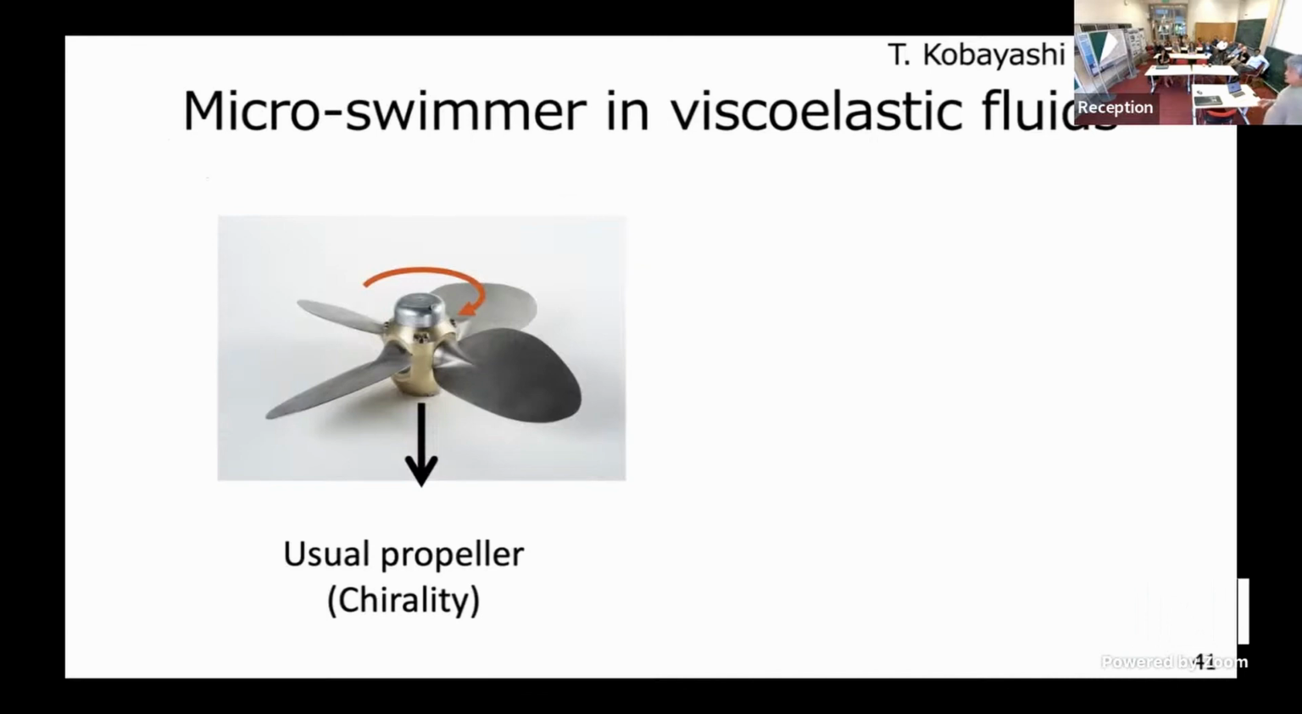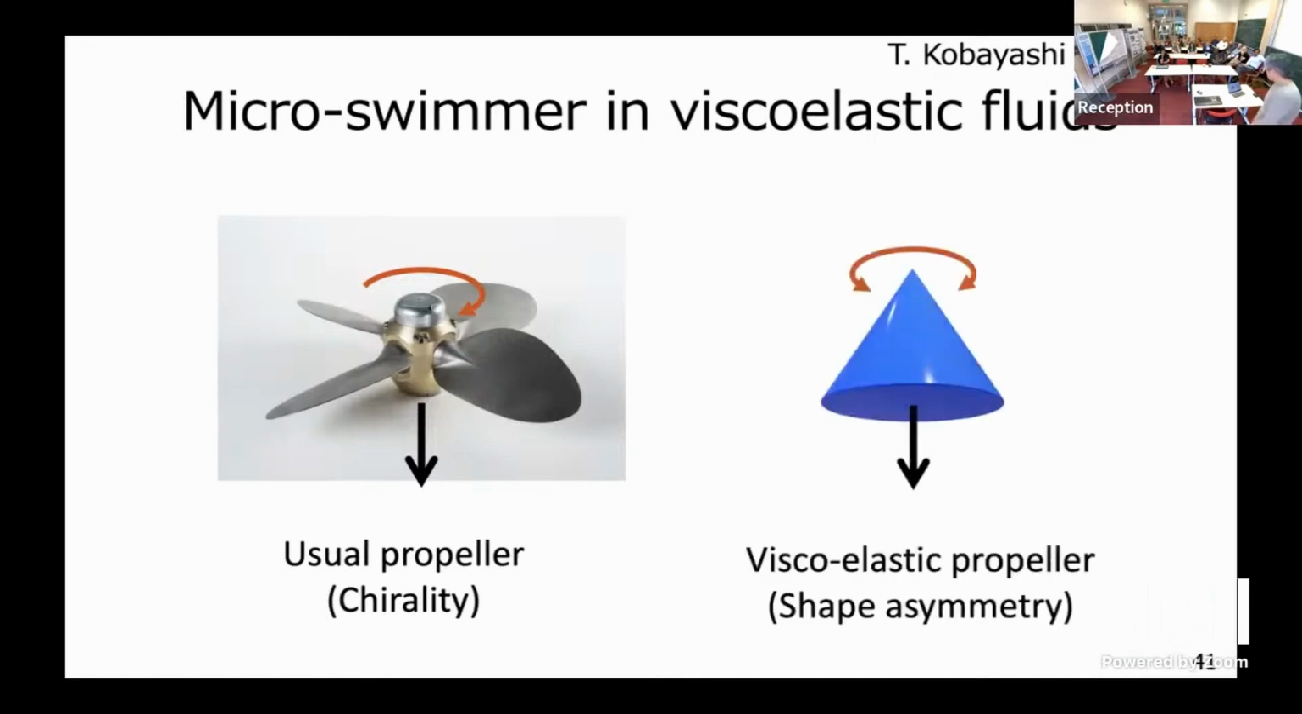A usual propeller is something like this. It has a chiral shape. If you twist this clockwise, then this can create translational force. That's the usual in our world. But in the viscoelastic world, we don't need this. Shape asymmetry alone is enough.